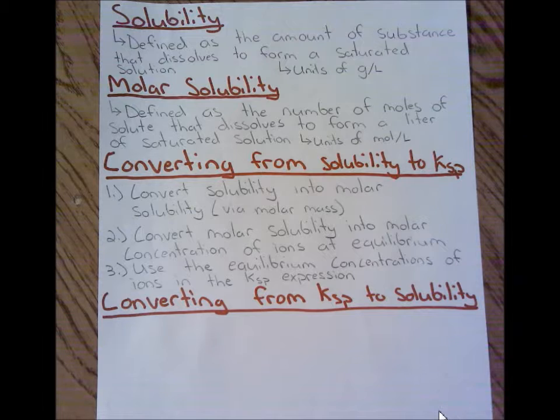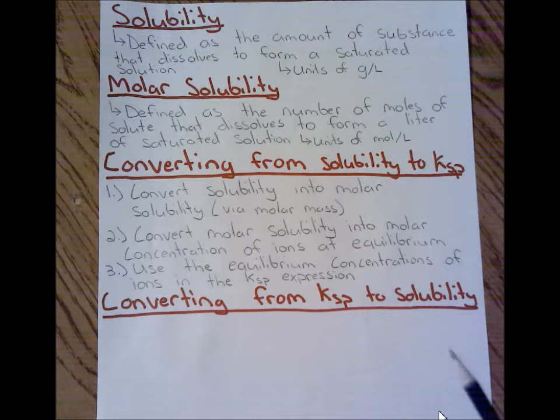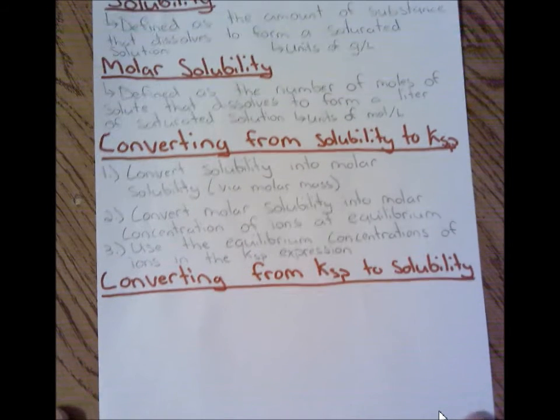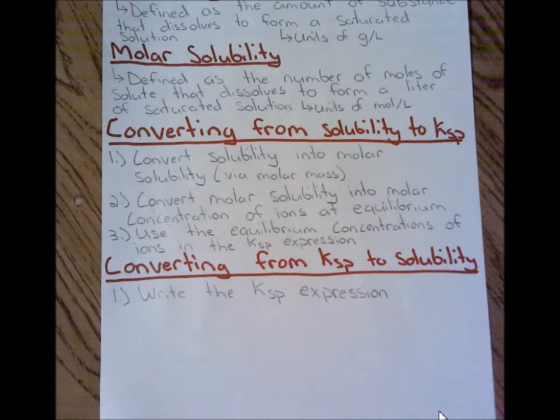Now, if we go backwards, we start out with KSP and we want to find the solubility of an individual ion in that solution. Our first step is to write the KSP expression. The second step is to let X equal the molar solubility of the salt.